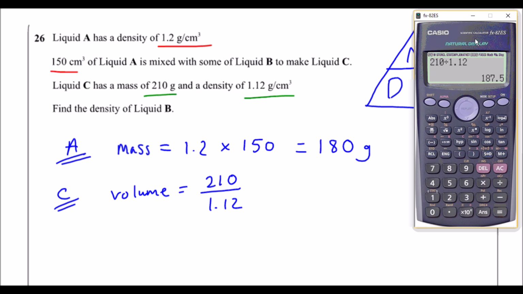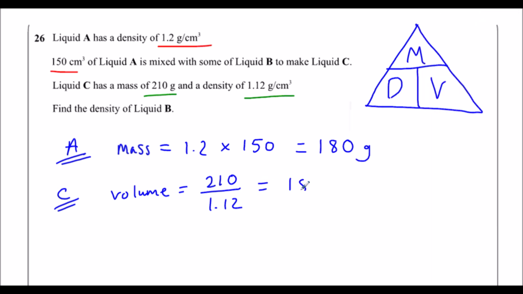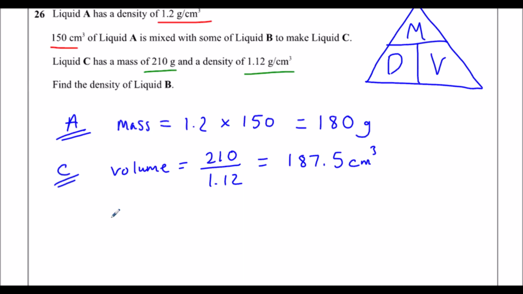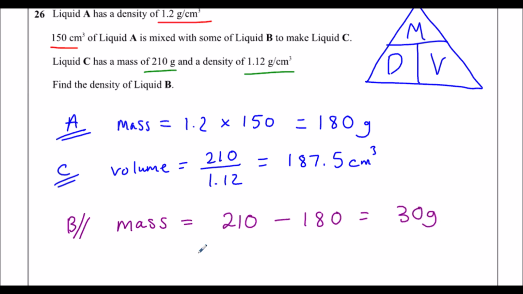Which is 187.5. And it's a volume, so it's centimeters cubed. So now we know all the information for A and C, but we want to know about B. A and B added together make C. So we can work out the mass of B. For B, the mass is going to be the mass of C, which is 210, take away the mass of A, which is 180. So that's 30 grams.